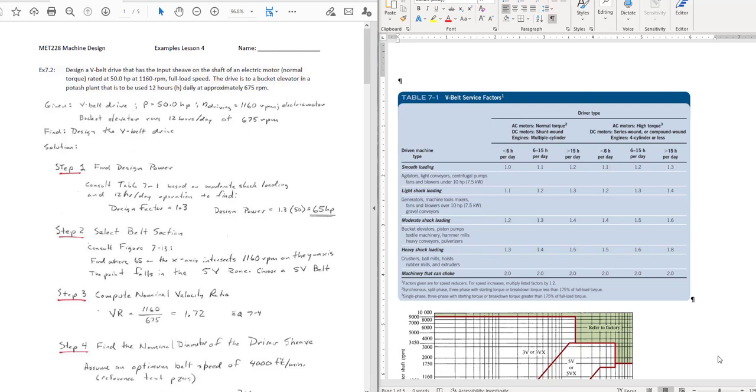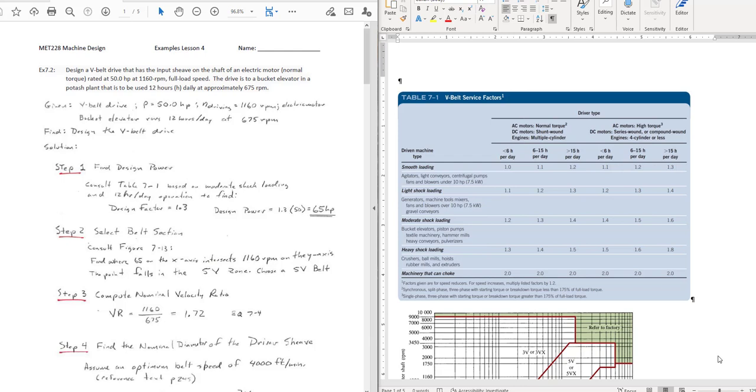Hi students. This is an example of how to design a V-belt drive. This is example 7.2 from your textbook. Design a V-belt drive that has the input sheave on the shaft of an electric motor, normal torque, rated at 50 horsepower at 1160 RPMs, full load speed. The drive is to lift a bucket elevator in a potash plant that is going to be used 12 hours a day at approximately 675 RPMs.